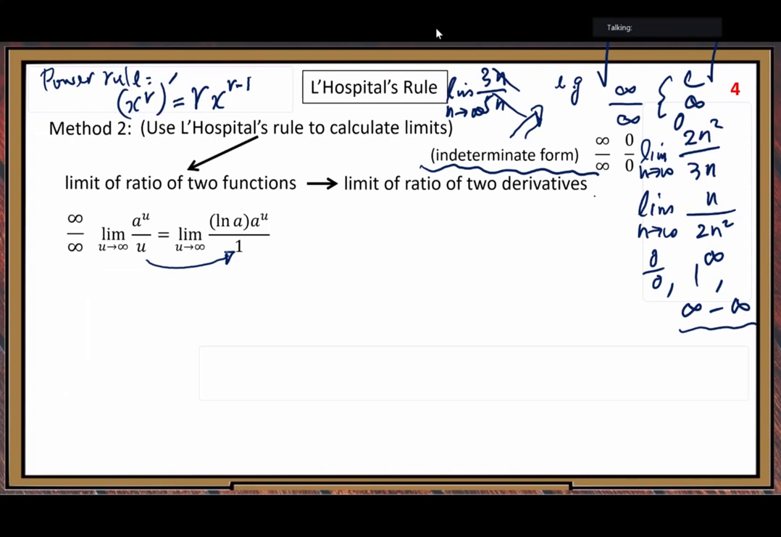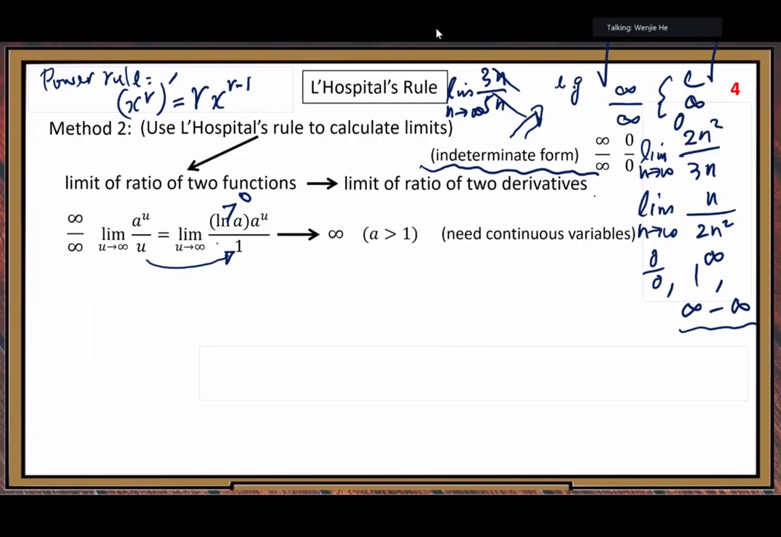Now we can find the limit immediately. When u goes to infinity, the limit is infinity, because natural log of a is a positive constant, greater than 0. So it is infinity. So we prove this limit is infinity. That is L'Hopital's rule.